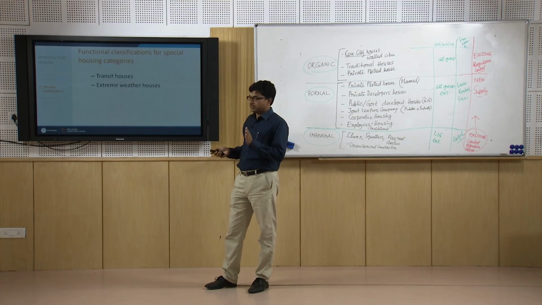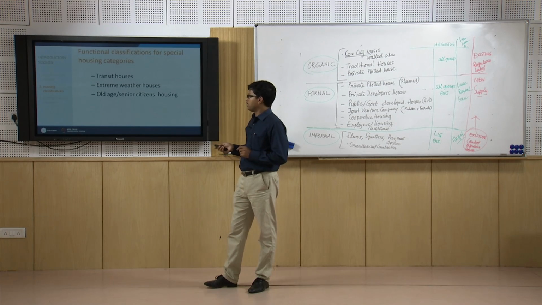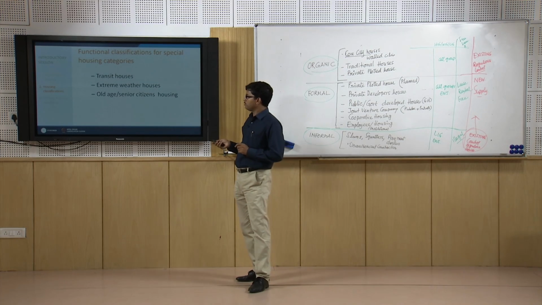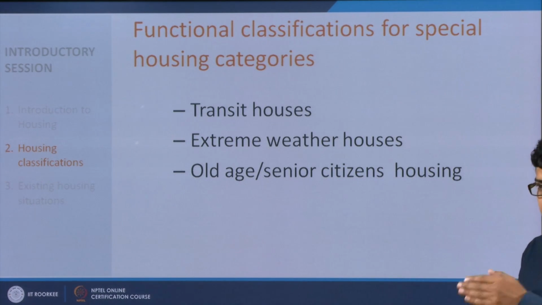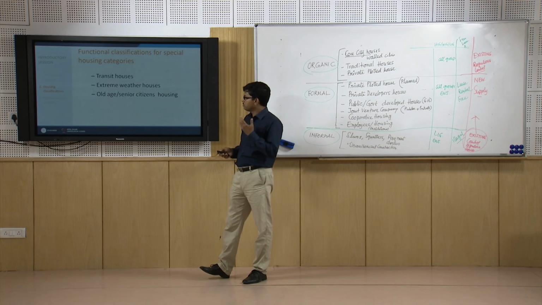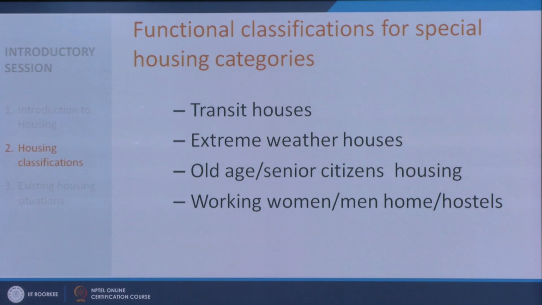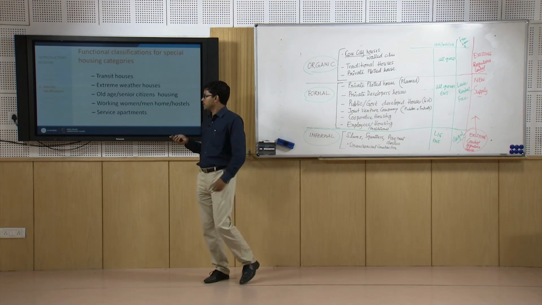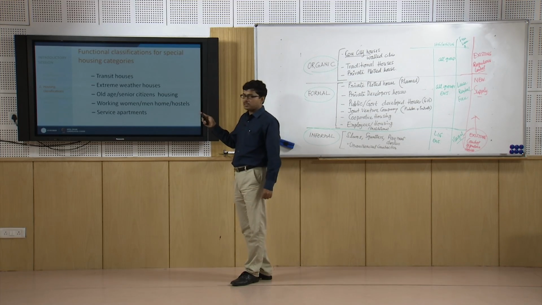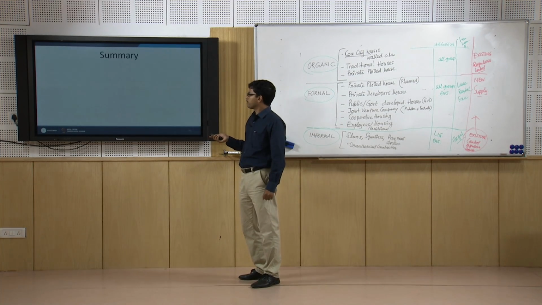Apart from this housing classification, there are a few special types of houses which can be classified based on their special requirements, like transit houses made after a disaster for a short period of time, or for some resettlement cases. Extreme weather houses: when there is a cyclone or a disaster, we take the people from the spot and give them a house. Old age or senior citizens' housing, or working women's and working men's homes or hostels. Service apartments are typical special housing cases where families may not live there, but short-duration living will be there. We will discuss these separately in the end part of our course.